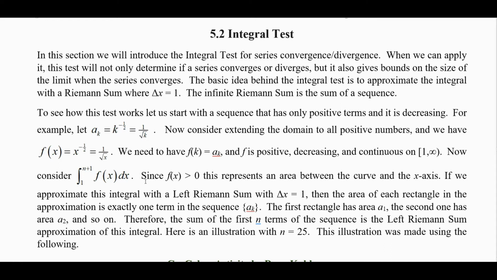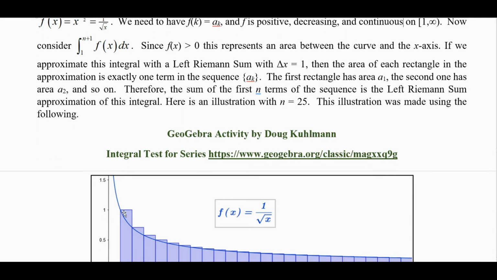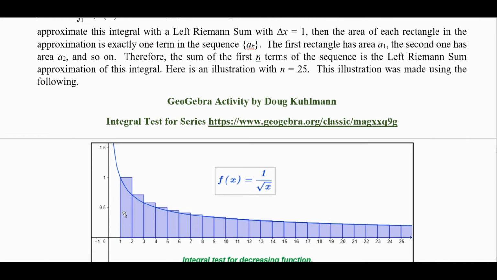Now consider the integral from 1 to n plus 1 of f of x dx. Since f of x is positive, this represents an area between the curve and the x-axis. If we approximate this integral with the left Riemann sum, with delta x equals 1, then the area of each rectangle in the approximation is exactly one term in the sequence a sub k. The first rectangle has area A1, the second rectangle has area A2, and so on. Therefore, the sum of the first n terms of the sequence is this left Riemann sum approximation of the integral. Here's an illustration for this problem where n is 25.